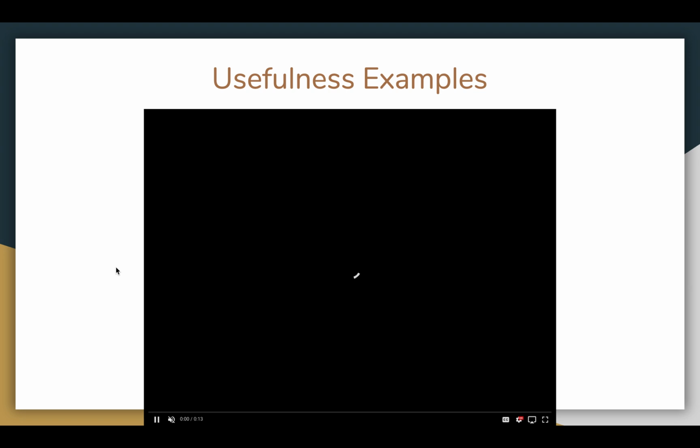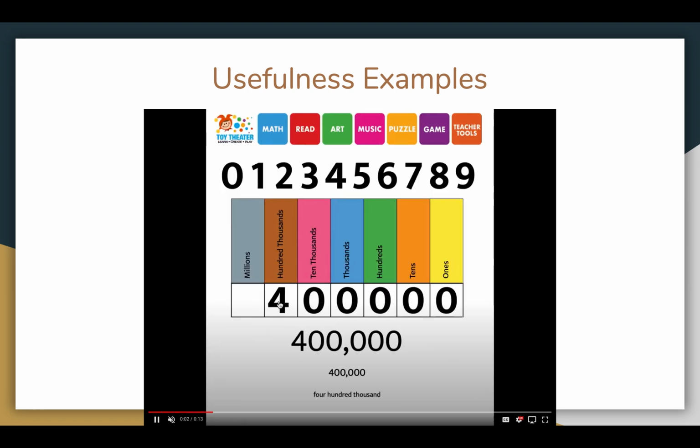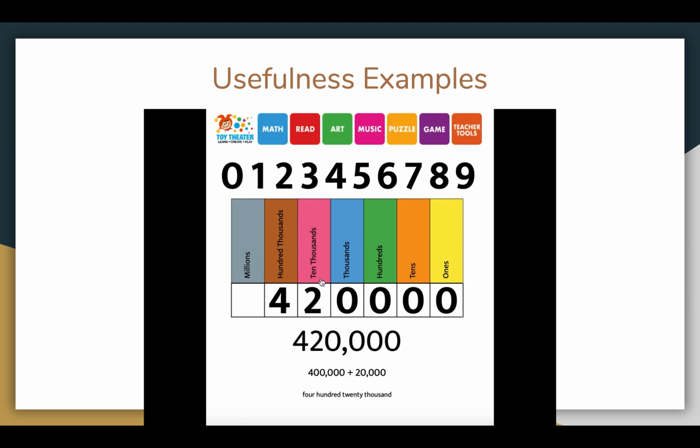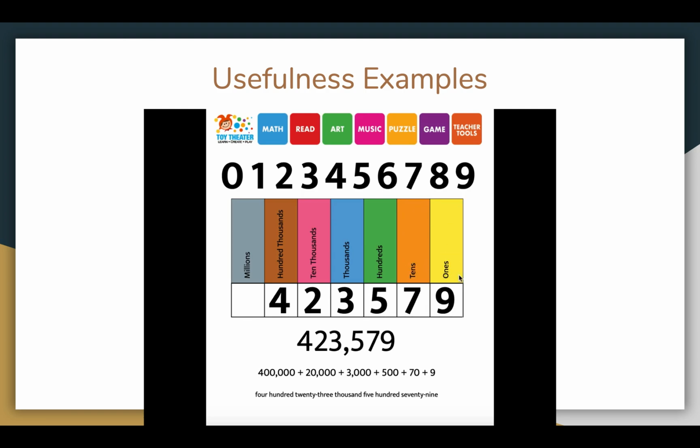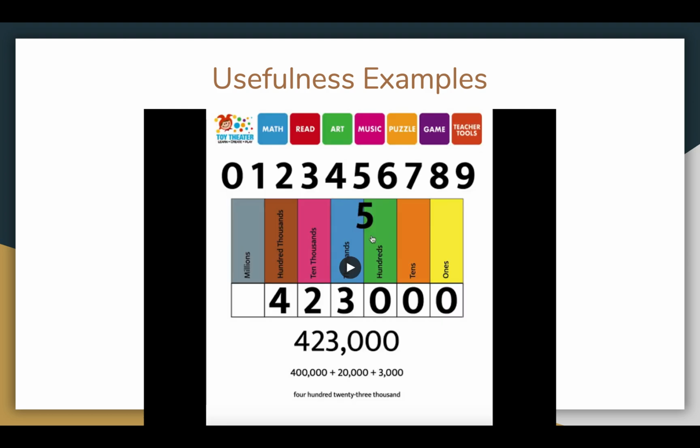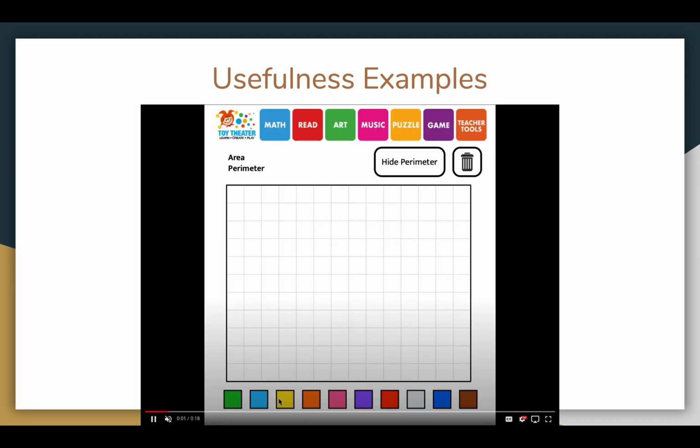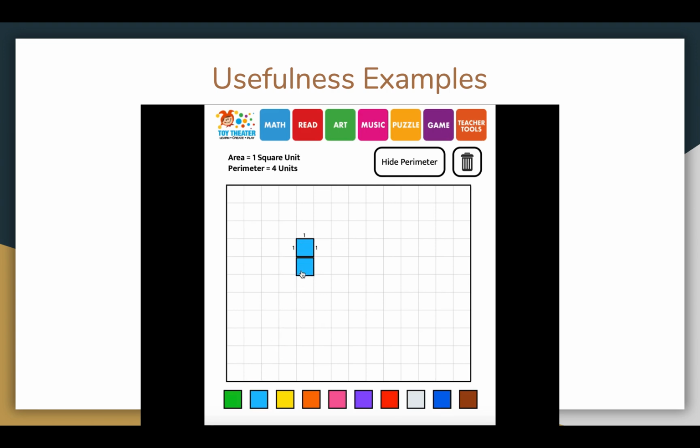Here's one example of the usefulness of virtual manipulatives. As you can see, the user is dragging different digits into the hundred thousands, 10,000s, thousands, hundreds, tenths, and ones place. This can be used so that students can visualize the importance of the place values. Here's another example. As you can see, the user is dragging different individual blocks onto the grid. This virtual manipulative can be used to help students visualize perimeter and just visualize different shapes and different ways to construct these shapes.